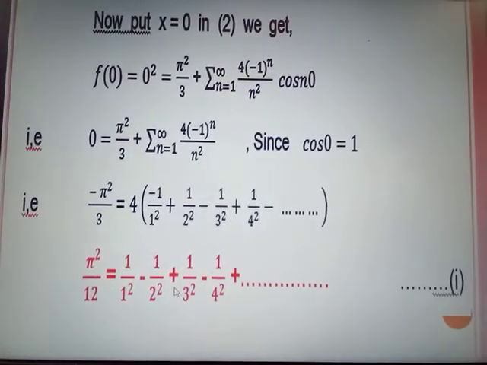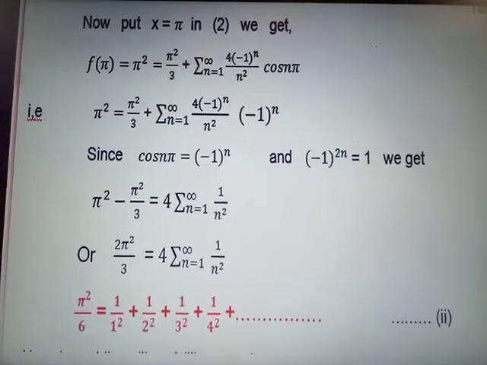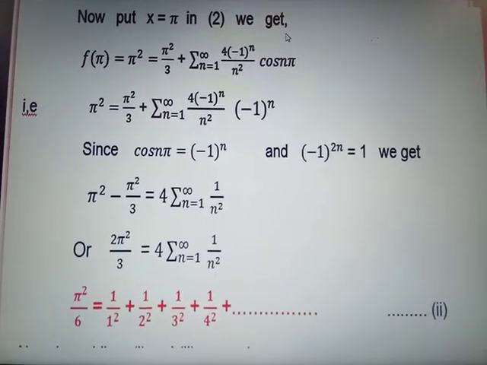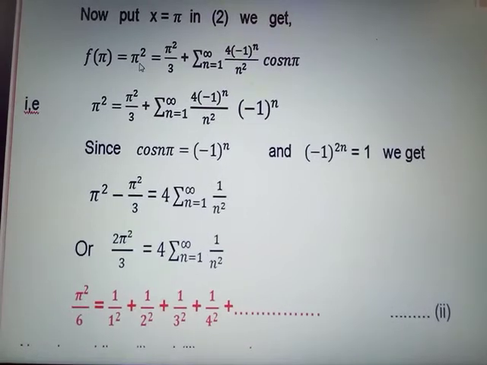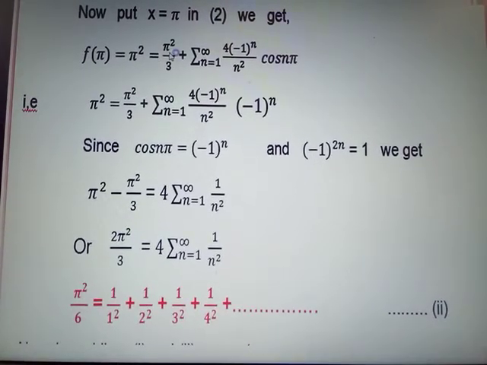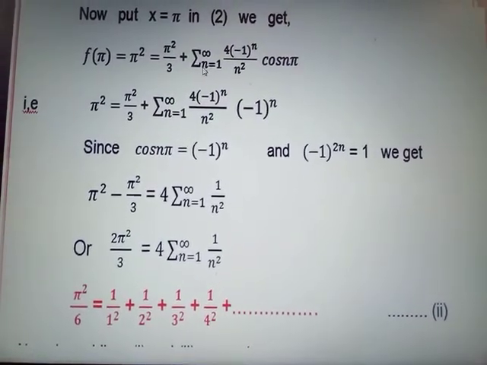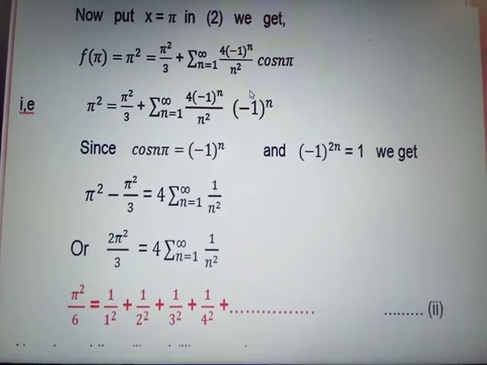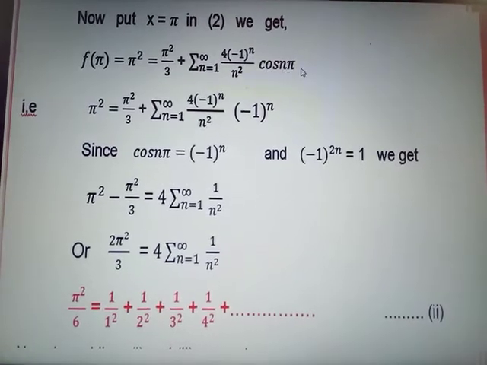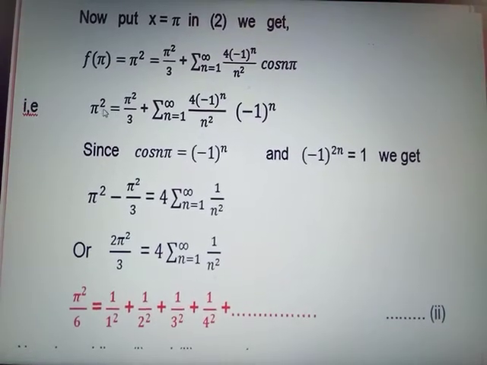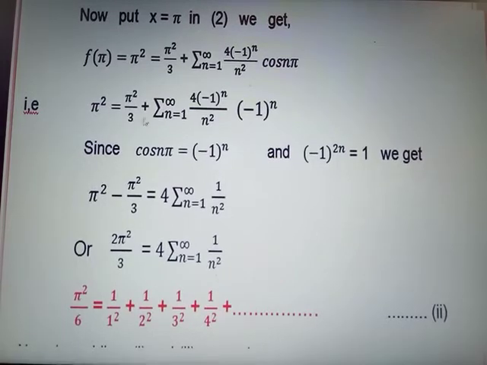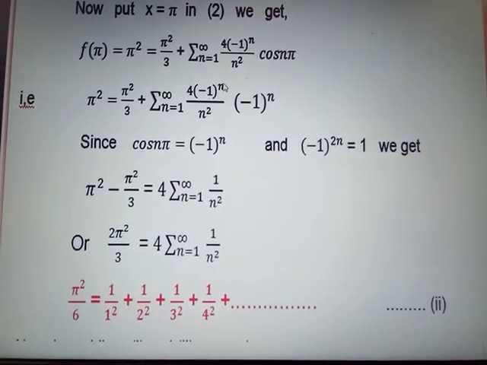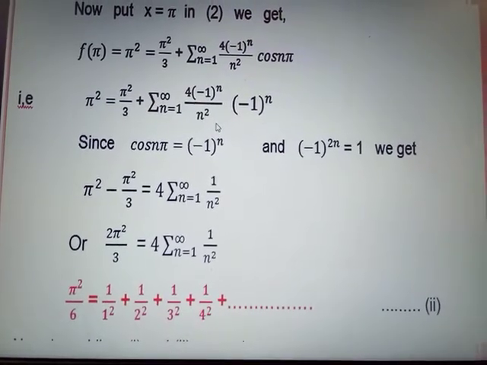Next one. Now, put x is equal to pi in equation 2, we get f of pi is equal to, x value is pi, pi square is equal to pi square by 3 plus summation n running from 1 to infinity 4 into minus 1 raised to n divided by n square into cos n pi. Now pi square is equal to pi square by 3 plus summation n running from 1 to infinity 4 into minus 1 raised to n divided by n square.